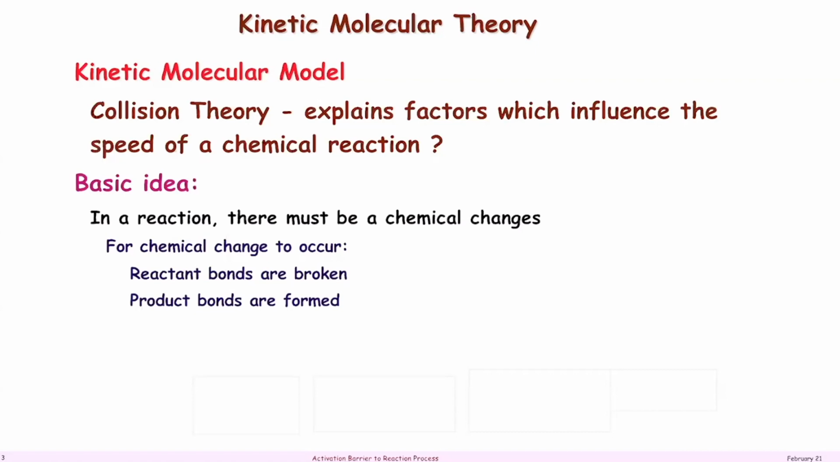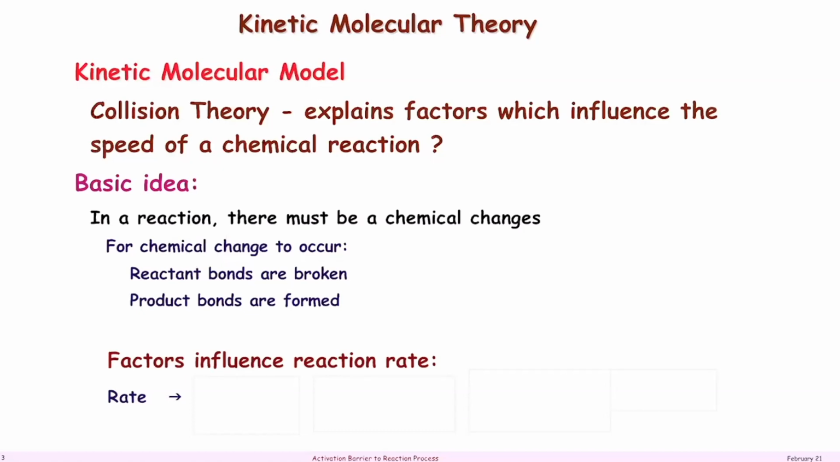In order for a reaction to occur, in order for a chemical change to occur, you've got to break bonds and you've got to form new ones. Remember the difference between a chemical change and a physical change. In a physical change, you don't change the identity. In a chemical change, you change the identity of the starting material. So in order for a reaction to occur, a chemical change needs to occur, bonds need to break, and new ones need to form. So what exactly will influence that process?